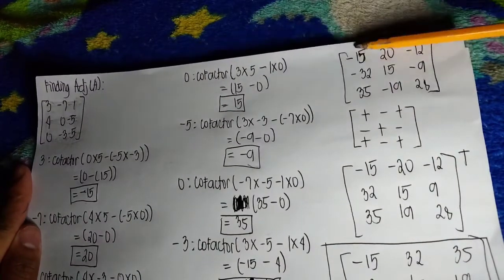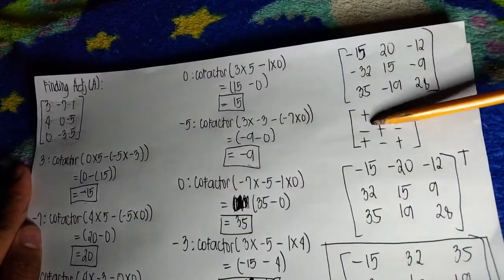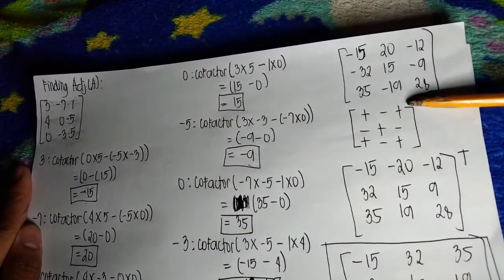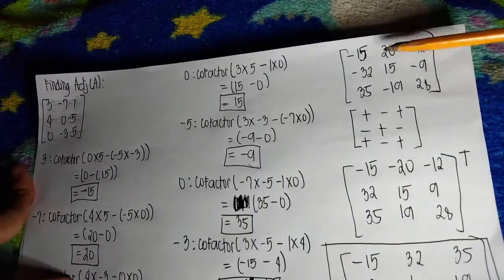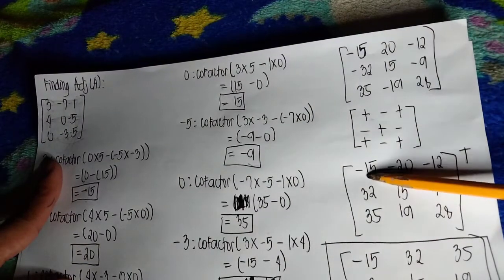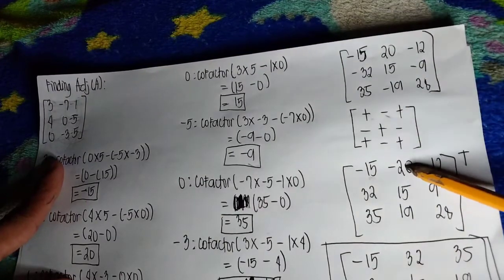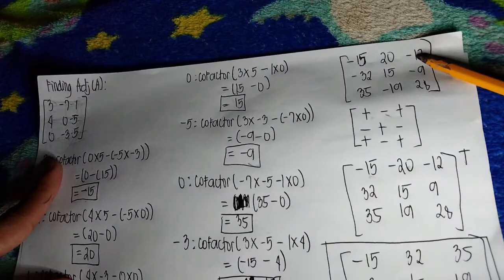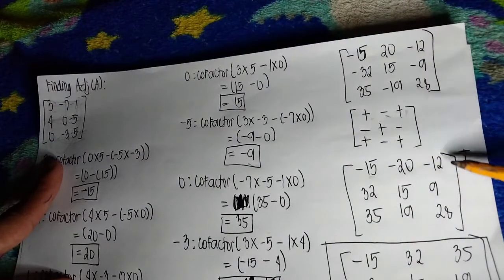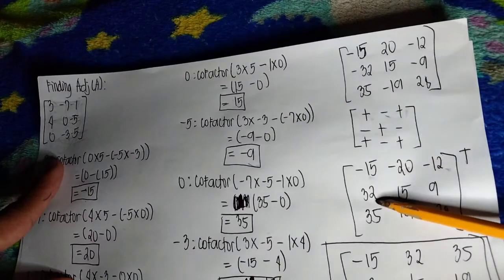May method pa tayo. So, yung mga answers mo is i-multiply mo na naman dito sa matrix mo na positive, negative, and etc. So, negative 15 times mo sa positive is magiging negative 15. 20 times negative is magiging negative 20. Negative 12 times positive is negative 12. Negative 32 times negative is equals to positive 32.